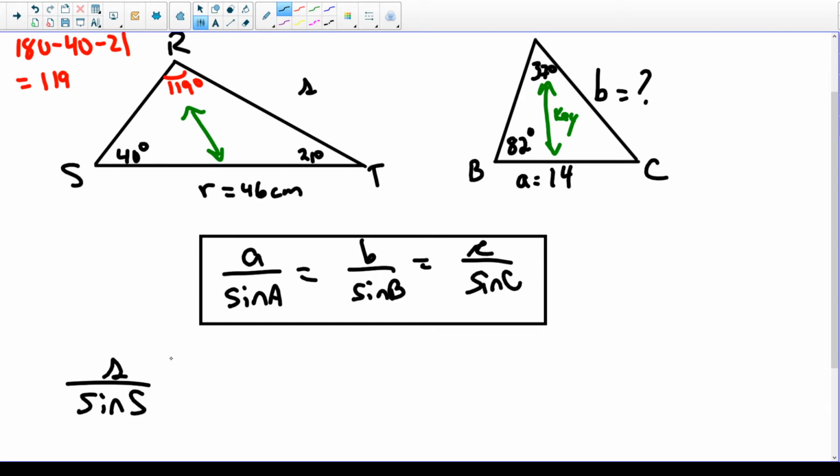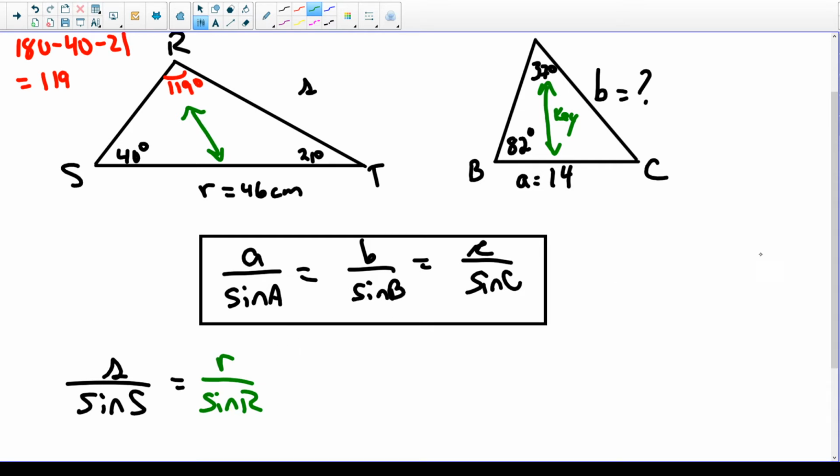Okay? Now, what's the second fraction's letters going to be? Because we have r's and t's in there as well. Well, it's always going to have to be the key. So it's going to be little r over sine r in the case of above. Okay? It has to be.